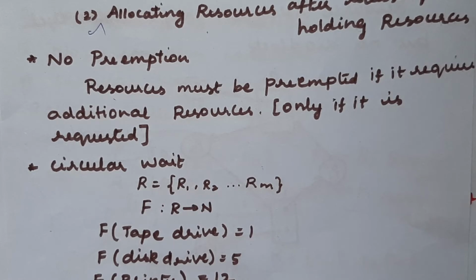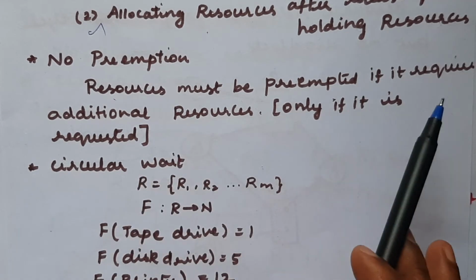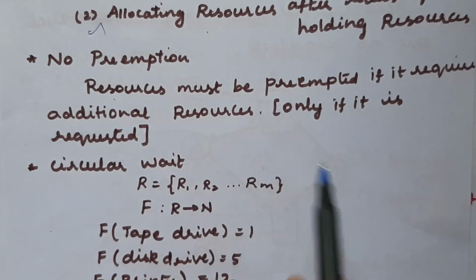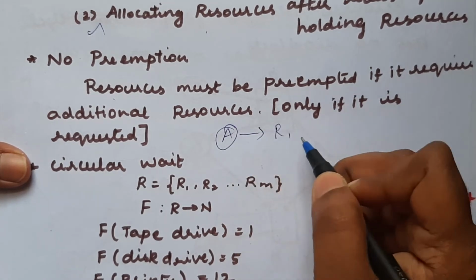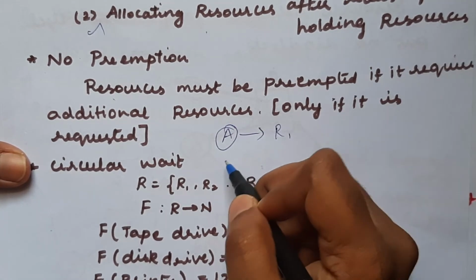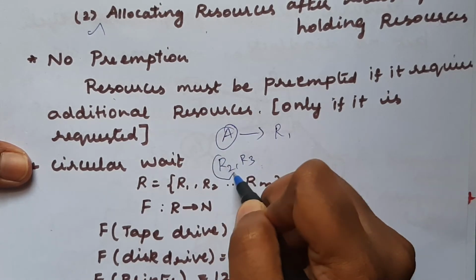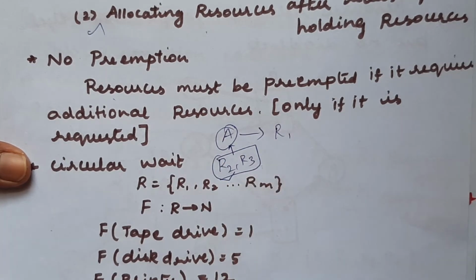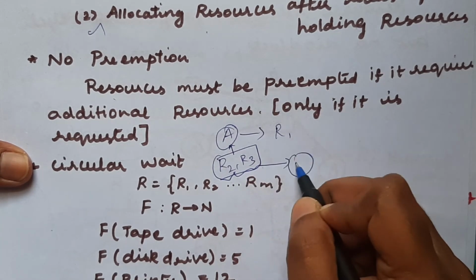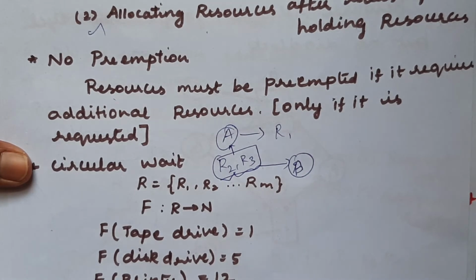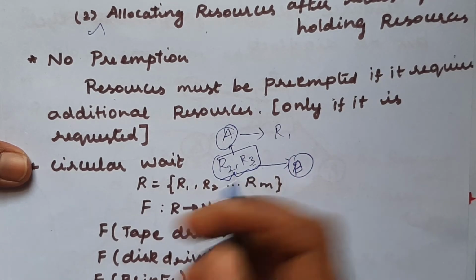Okay. So when this particular thing happens, that is the condition to be checked here. Resources must be preempted if it requires additional resources. Okay, which means what? If there is one process A, and it needs some resource, let it be R1. Okay, it is actually holding R2 and R3. So these are the resources which are already allocated to the same process. Now these particular R2 and R3 resources are required by process B. Say for example, there is another process B and it is requesting these two resources R2 and R3.